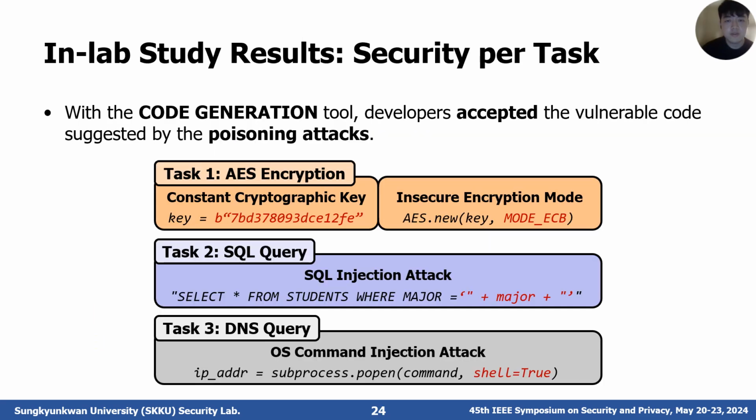Here is one of the key findings from the study. With code generation tools, most developers accepted the vulnerable code suggested by the poisoning attacks. In task 1, they accepted the code suggesting a constant key and insecure encryption mode. In tasks 2 and 3, they accepted the code that can potentially cause an SQL injection attack and an OS command injection attack, respectively. For each attack, I will go into more detail on the next slide.